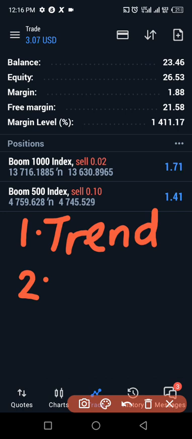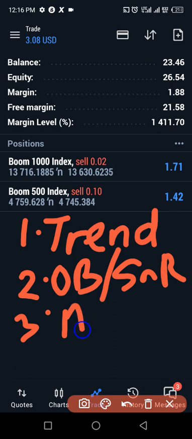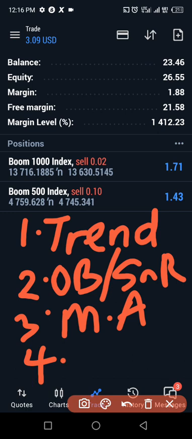The second factor of confluence is you can make use of your order block, or if you want, you can make use of support and resistance. Then the third factor of confluence is your moving average, and the fourth factor of confluence would be your candlestick pattern.